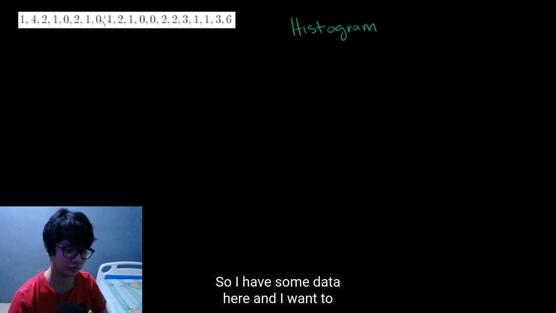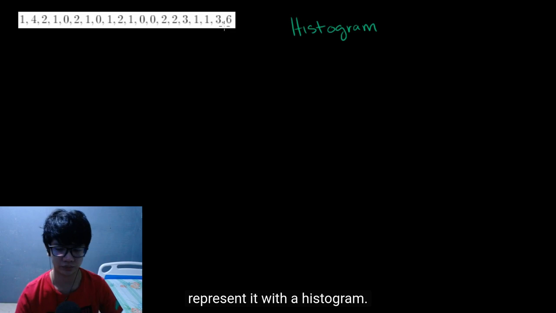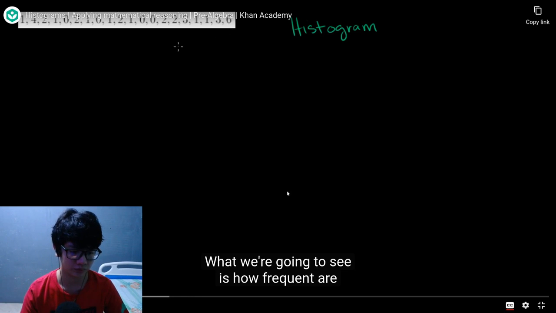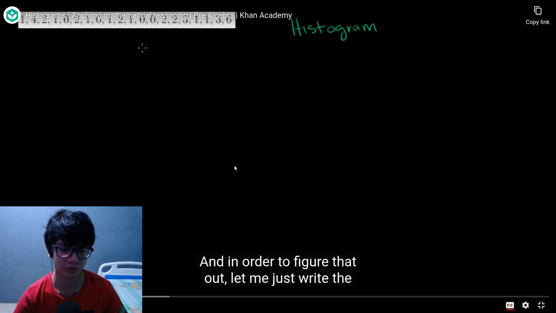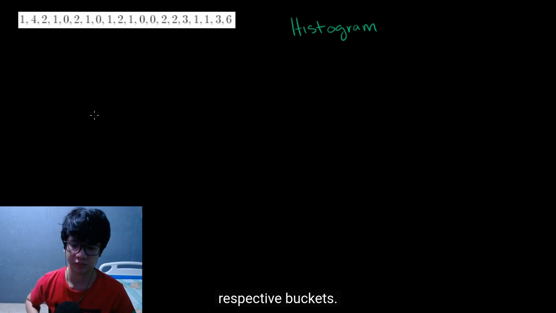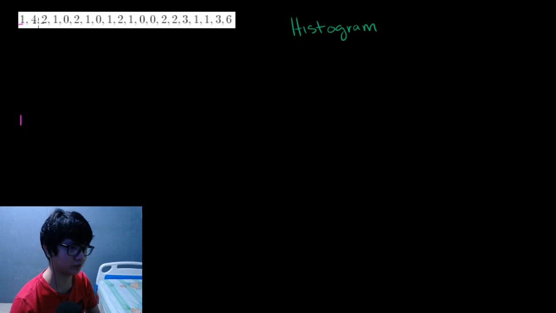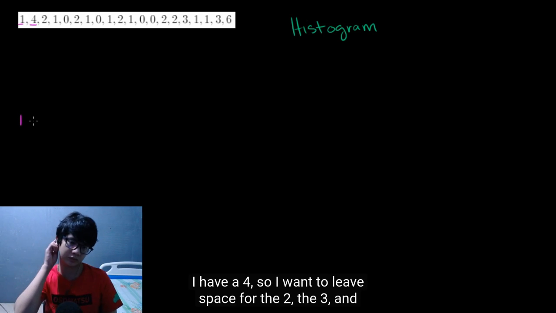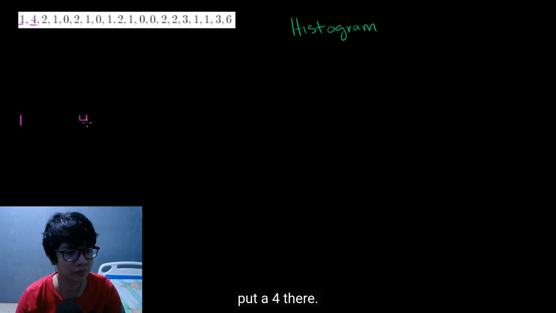So I have some data here, and I want to represent it with a histogram. What we're going to see is how frequent each of these numbers is. In order to figure that out, let me write the numbers down and categorize them in their respective buckets. So I have a 1 right there. I have a 4. I want to leave space for the 2 and the 3, and put a 4 there.